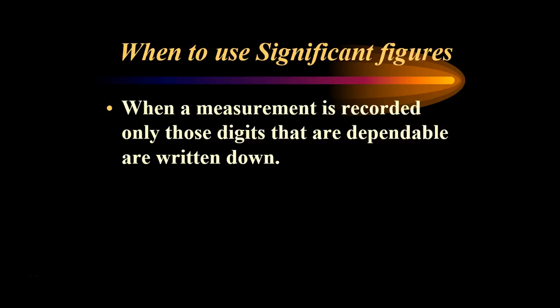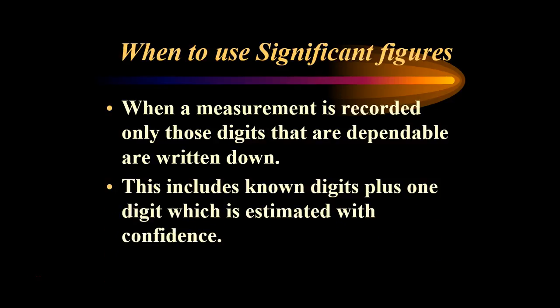So based on this, whenever we write down a number in science, we're only writing down those digits which we can depend on, because we have to communicate to other scientists how confident we are in the numbers. Generally speaking, when we're using a measurement device, this is going to include every number that's recorded on the device plus one more number that we're going to be estimating, okay? And we say estimating here with confidence, meaning we're pretty sure that we're right about the way that we've estimated it.